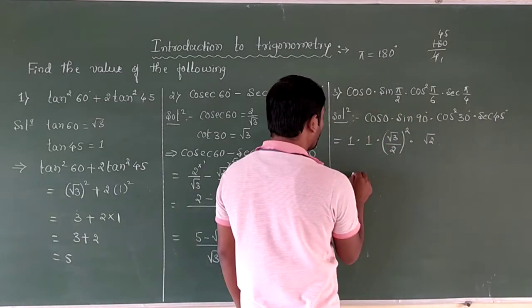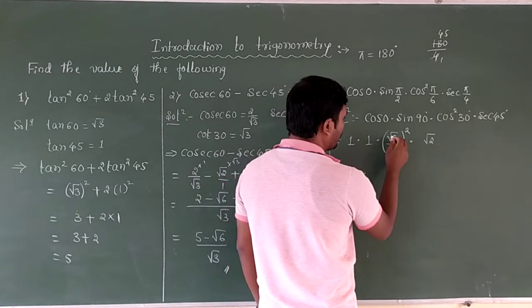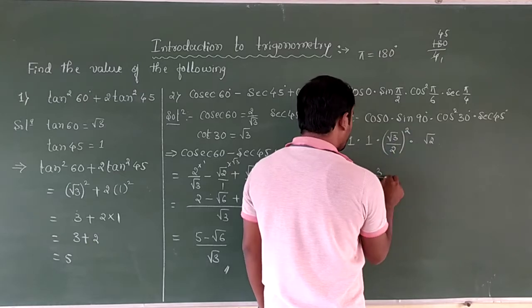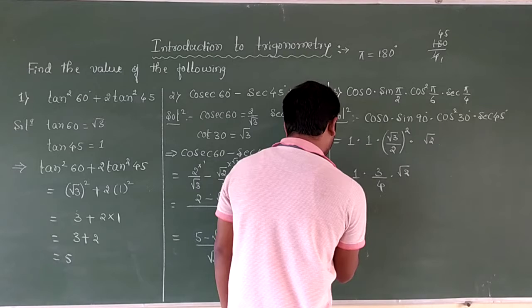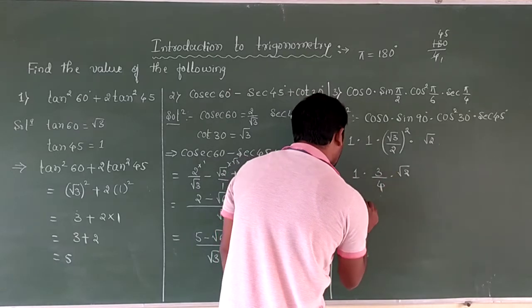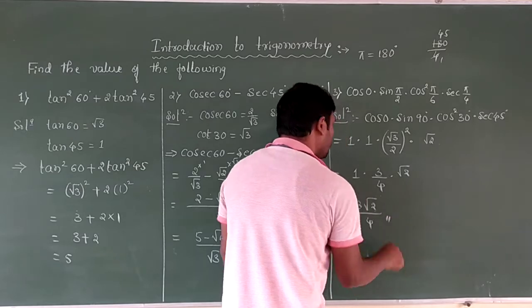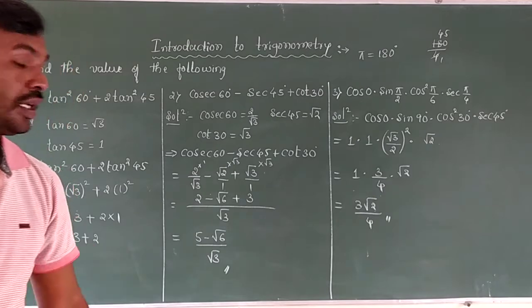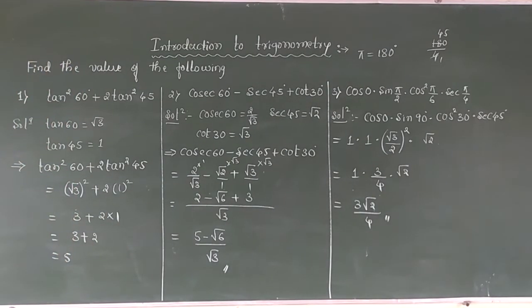So this is equal to 1 into 1 is 1, into root 3 whole square, which is 3, over 2 square, which is 4, into root 2. Simplify this one, children, then we will get 3 root 2 divided by 4. This is the solution value of the last equation. So in this way we can solve the problems based on trigonometric ratios of standard angles, children.